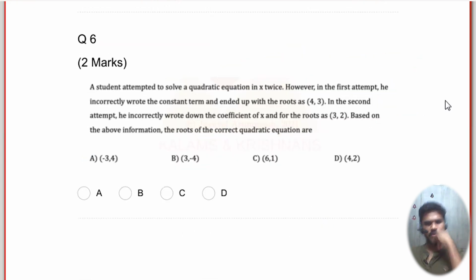A student attempted to solve a quadratic equation in x twice. However, in the first attempt, he incorrectly wrote the constant term and ended up with roots 4 and 3. In the second attempt, he incorrectly wrote down the coefficient of x, and the roots were 3 and 2. Based on the above information, the roots of the correct quadratic equation are dash. Did anyone solve this problem?